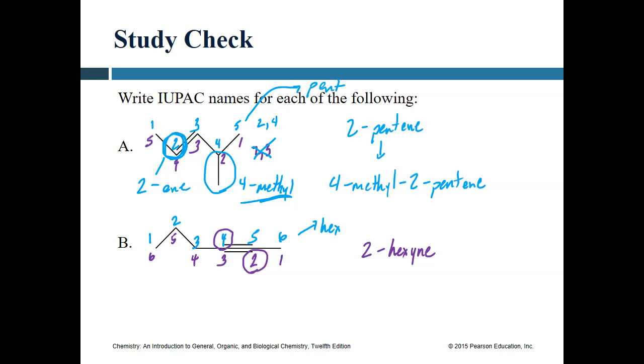It's all about the lowering of the number. We always want the smallest combination of numbers we can, provided that if there are multiple groups, the double bond gets the smaller number. The reason we went with the top instead of the bottom is because that double bond got the lower number.